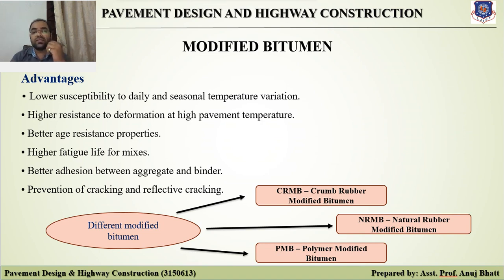They can be used as a prevention of cracking and reflective cracking also. So these are the advantages of modified bitumen. With that, we have different modified bitumens, or we can say different modifiers, as we use to prepare a modified bitumen, and those are CRMB, which is called crumb rubber modified bitumen. The next is NRMB, natural rubber modified bitumen, and the PMB, polymer modified bitumen. These three are the modifiers we generally use for pavement construction.